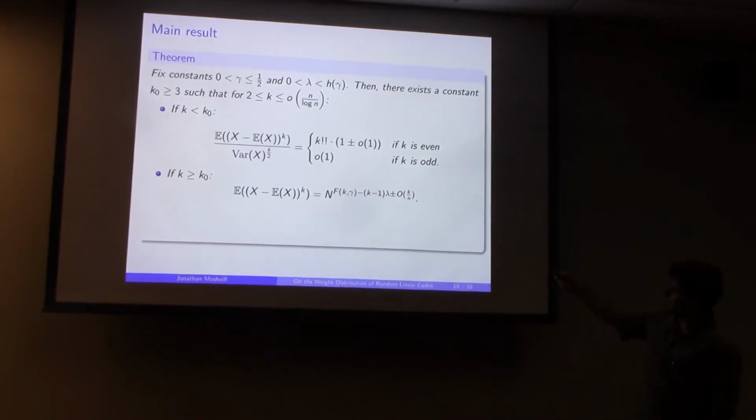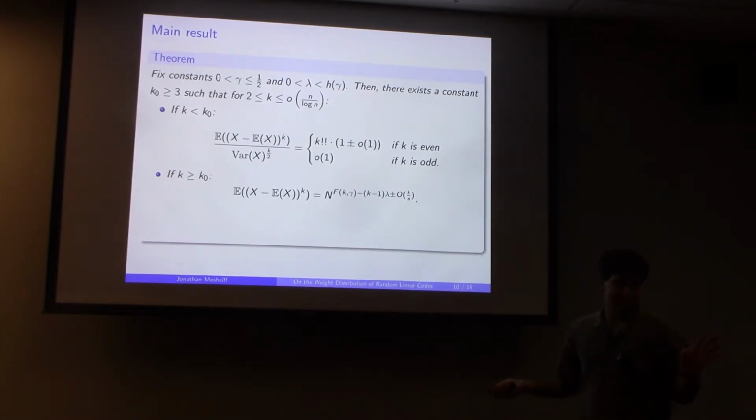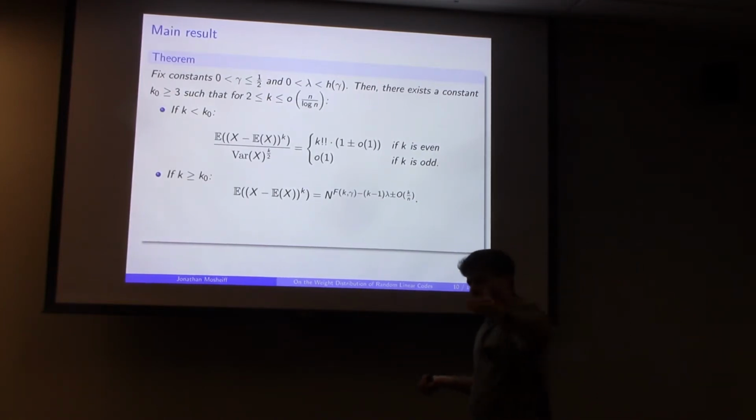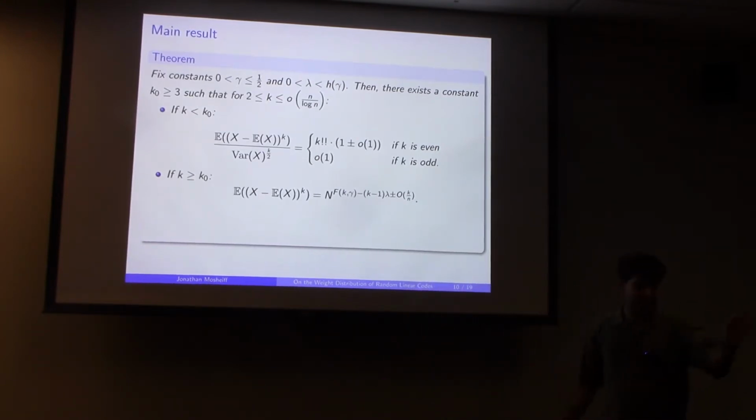Okay, so ignore the top two lines for a second, and just look at this. There is some k0, which depends only on gamma and lambda, such that the moments behave one way up to k0 and another way from k0 on. Up to k0, what I did here was normalize the moment by its variance so that you can see exactly what it looks like.